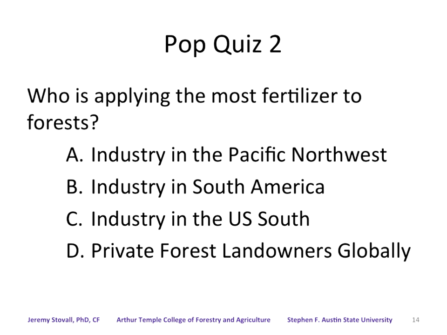Okay, so that brings us to our next pop quiz as we address this first question. Who is applying the most fertilizer to forests? And you've got 4 choices here. A is industry foresters in the Pacific Northwest. And by industry, I'm using that term very broadly to incorporate TMOs, REITs, and some of these new corporate structures we have. B is industry in South America. C is industry in the U.S. South. And D is private forest landowners on a global scale throughout the world. So take a minute and let's see what you guys think.